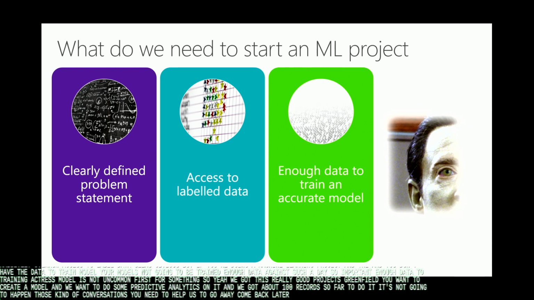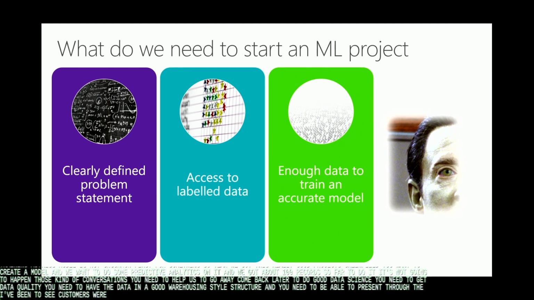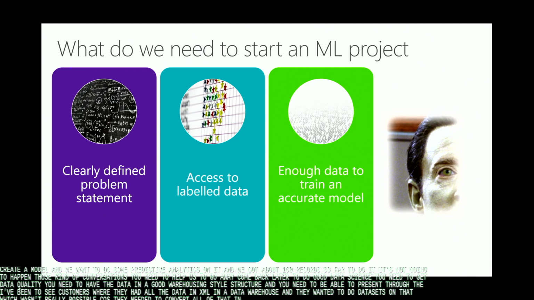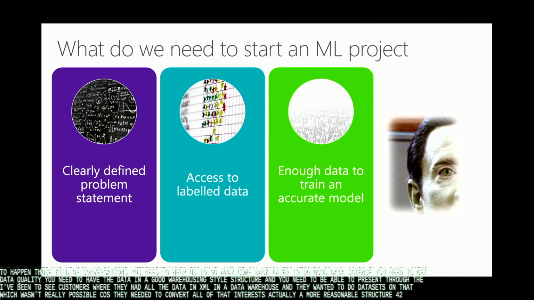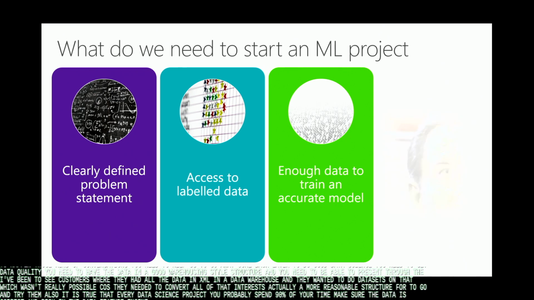To do good data science, you need good data quality, you need to have the data in a good warehousing style structure, and you need to be able to process that through. I've been to see customers where they've had all their data in XML, in a data warehouse, and they've then wanted to do data science on that, which wasn't really possible because they needed to convert all of that into a more reasonable structure to go and train a model. So it is true that every data science project, you probably spend 90% of your time making sure the data is correct, enriching the data, feature engineering, all those kind of steps.